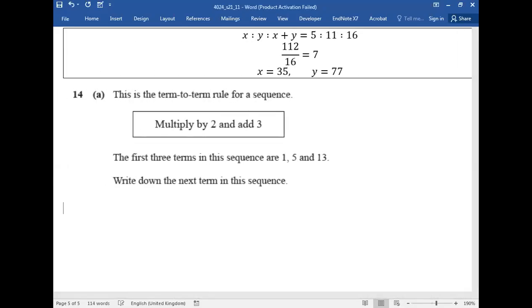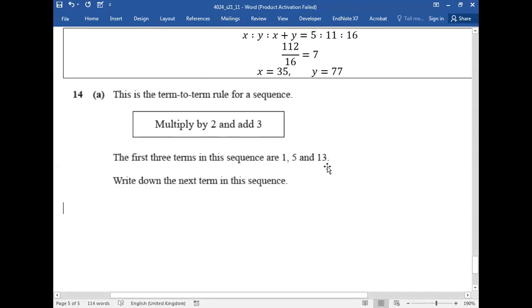Okay, looking at question number 14, this is the term-to-term rule for a sequence. The first three terms in the sequence are 1, 5, and 13. Write down the next term in this sequence. So the question has told you multiply by 2 and add 3.